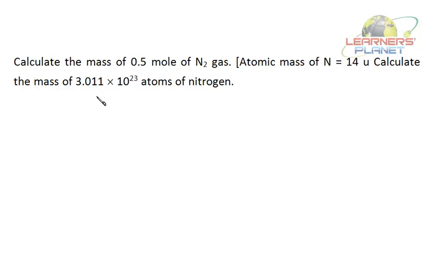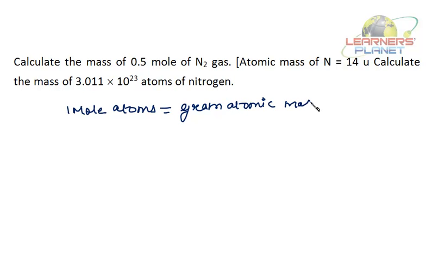Calculate the mass of 3.011 into 10 to the power 23 atoms of nitrogen. Right? Now we know that 1 mole of atoms is equal to what? Is equal to the gram atomic mass. That is, mass of 1 mole of atom is equal to the gram atomic mass.